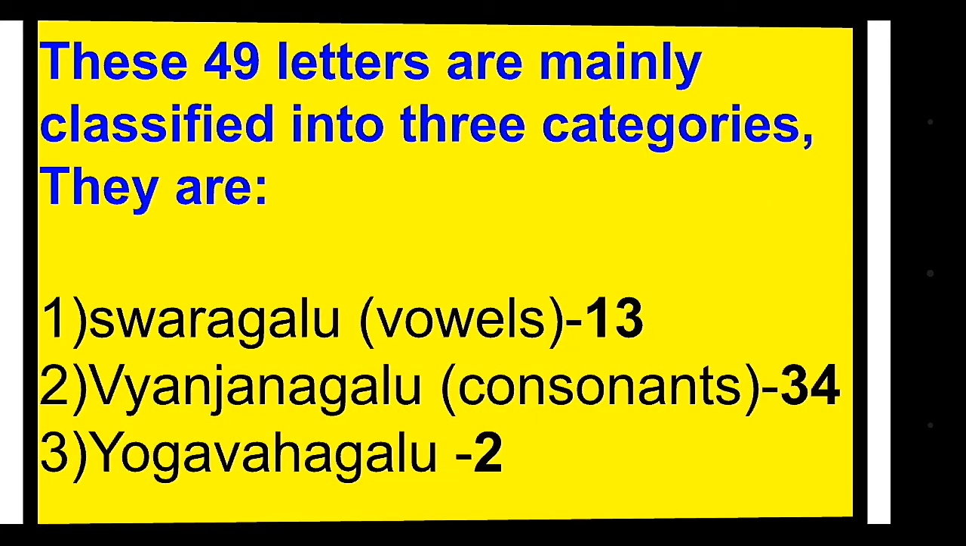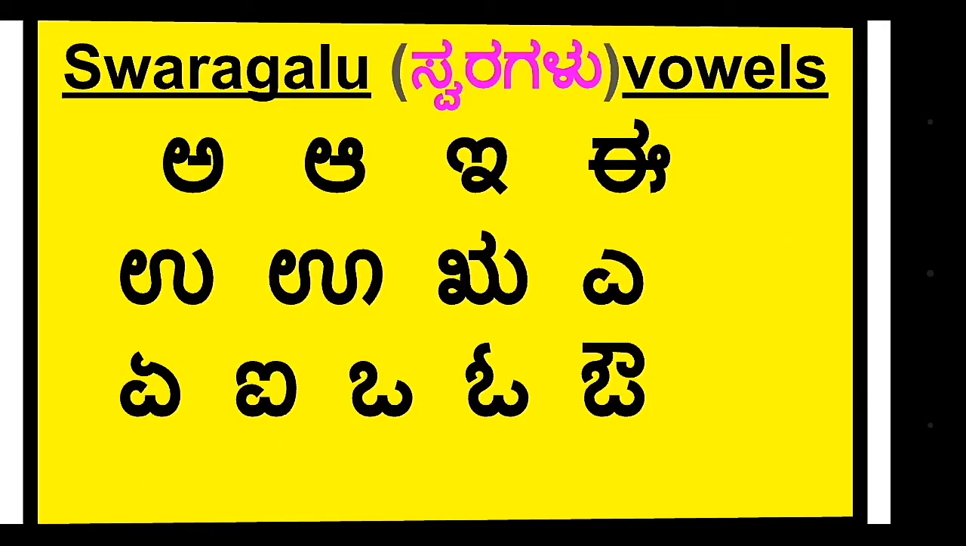Now let us see the classification of Kannada Varnamale. There are 49 letters in Kannada Varnamale and these letters are broadly classified into three categories. First one is Swaragalu, known as vowels. Second one is Vyanjanagalu, known as consonants. And one more extra category is Yoga Vahagalu. So, now first we will see Swaragalu, which is known as vowels.